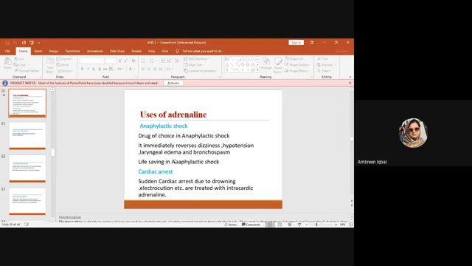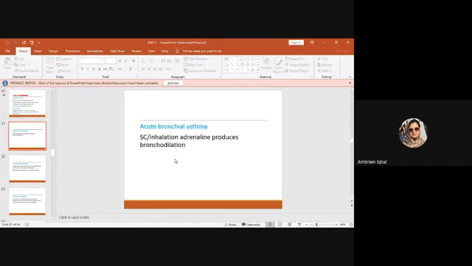Adrenaline is considered good for the patient who has sudden cardiac arrest due to drowning or electric shock, who are treated with intracardiac adrenaline. Asthma: beta 2 receptors are present on the lungs. So adrenaline is going to attach to the beta 2 receptors and cause bronchodilation. In the patients of asthma, there is bronchoconstriction, so adrenaline is going to help us in the patients of bronchial asthma.